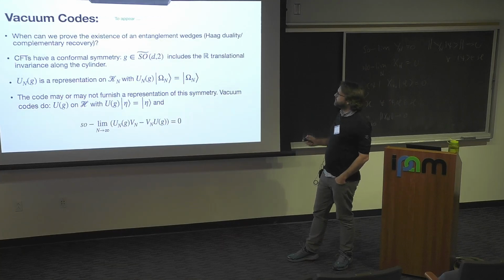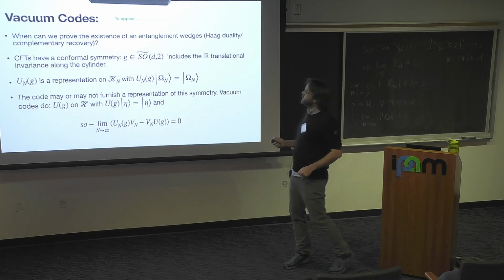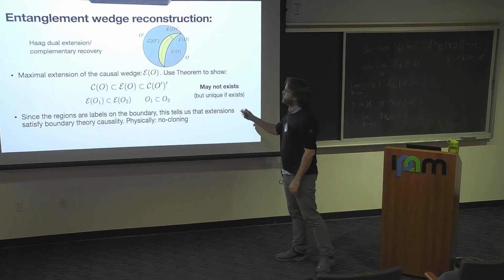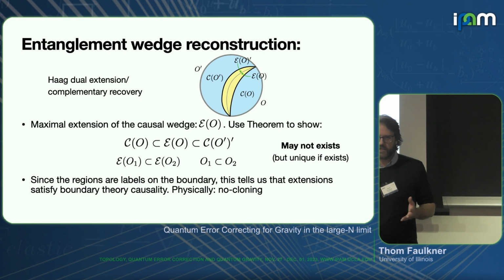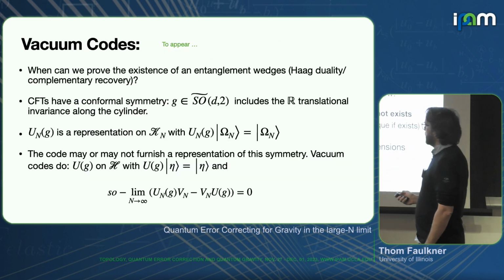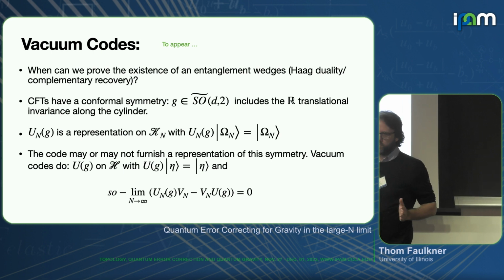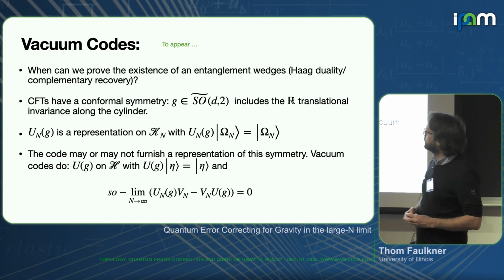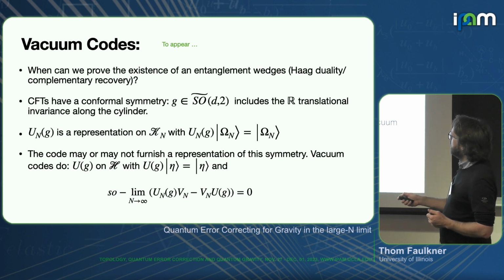Okay, so good. All right, so I probably don't have much time left, but let me say a little bit about vacuum codes. The big question that's open here is whether we can find an entanglement wedge. If there is a maximal extension of these causal wedges which come naturally in these codes, is there an entanglement wedge? Is there a maximal extension? And so the next goal is to give examples where we can prove that there is a maximal extension. The first case is where we talk about vacuum codes.